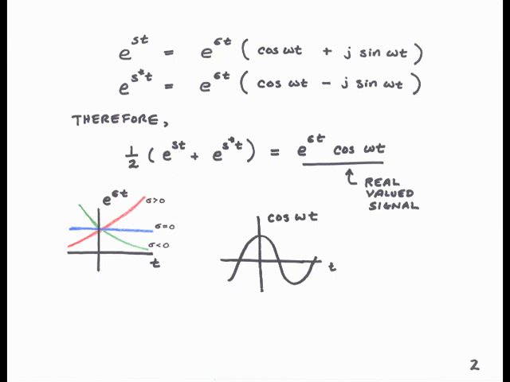So if we add these two signals together, we'll get the plus j sine omega t and the minus j sine omega t terms to cancel out. Therefore, 1/2 the quantity e to the st plus e to the s star t is e to the sigma t cosine omega t. And we note that that now is a real valued signal. So this formula allows a linking between these imaginary signals, or complex valued signals, and real valued signals.